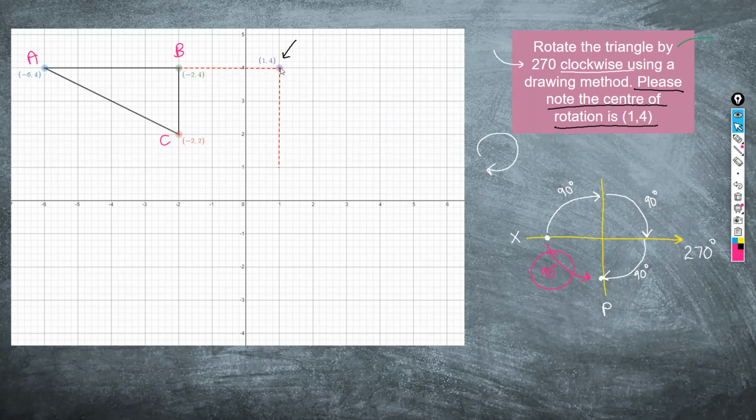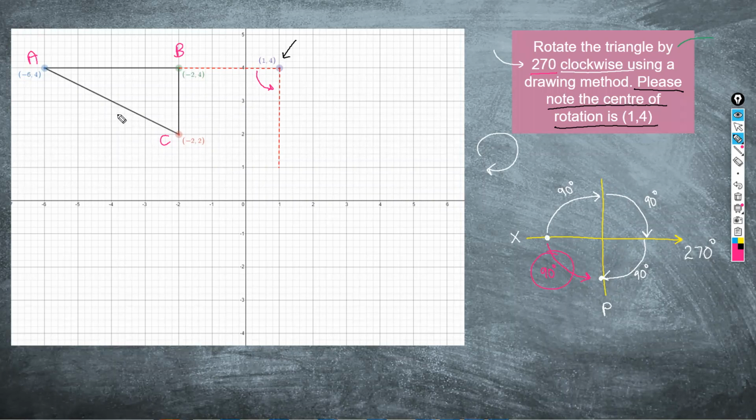whatever you get for the length of this line, move it downwards. You know why we move it downwards? Isn't this angle over here 90 degrees? And look at it. This is 90 degrees anti-clockwise, which is the same thing as 270 degrees clockwise. So by moving it 90 degrees anti-clockwise, I'm doing the exact instructions the examiner is asking me to do.